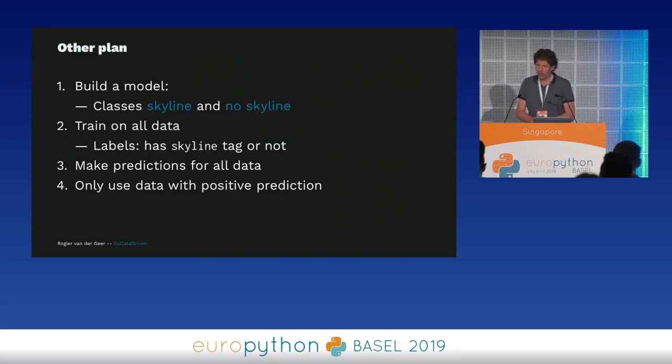And in this case, what I did is I built another model. I took a model that classified only two classes, and I said, either it has a skyline or it is not a photo of a skyline. And I trained on all data that I have, so 500,000 images, and I gave them the labels: it is a skyline when it has the skyline tag, or it's not a skyline when it doesn't have the skyline tag. Then I could make predictions for all data, and then only use the data that were labeled with a positive prediction for skyline for my original model.